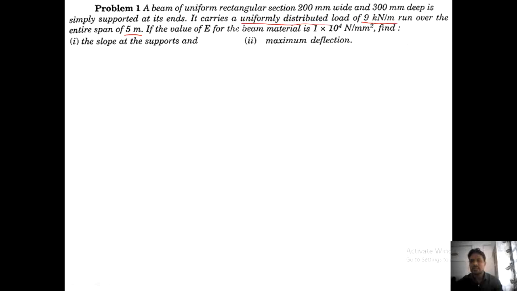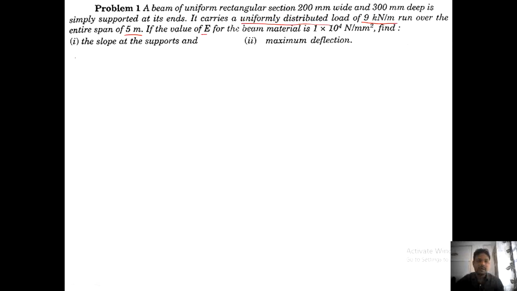The UDL value is given as 9 kilonewton per meter; this is not a point load, this is a UDL. From this value we can find the point load. We know that UDL is converted into point load: W is equal to UDL intensity into span, that is the total length. The value of Young's modulus for the beam material is 1 into 10 raised to 4 Newton per mm square. Find the slope at the supports, that is theta A or theta B, and the maximum deflection, that is YC.